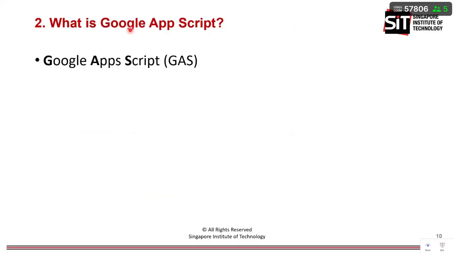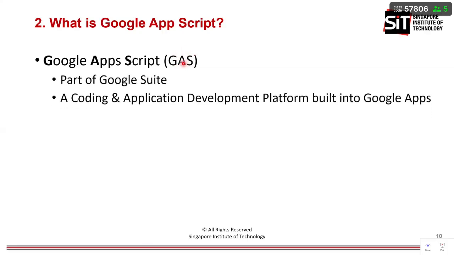So what is Google Apps Script? In short, it's the first letters of Google Apps Script put together, but we don't really pronounce this as "gas"; we call it GAS. GAS in short refers to Google Apps Script. It's part of Google Suite. It is a coding platform where you can develop automation.